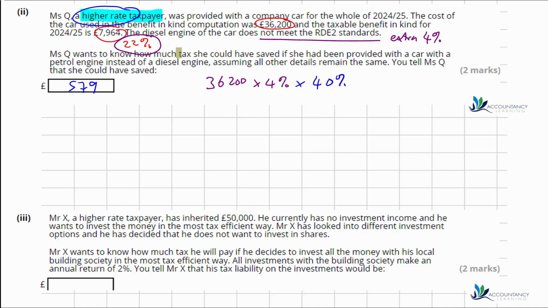Now notice this question asked about how much tax she would have saved and not how much benefit would go down. So you read carefully what the question's asking for. Lots of people make mistakes that it may ask what's the tax saving, and people may work out what is the reduction in the benefit. So the reduction in the benefit would have been that number, but because it was asking for the tax saving, you need to multiply by the tax rate.